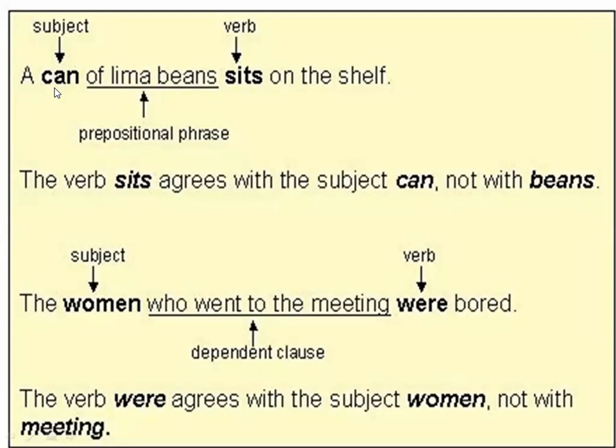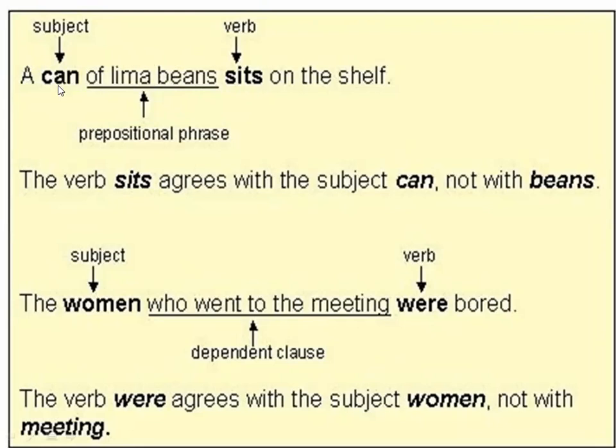We are talking about one, a singular subject, so we have to use v1 s or es according to the spelling. So we have to use the present form of the verb here because we have a singular subject. Similarly, the verb sits agrees with the subject can, not with beans. We don't have to see beans over here. We have to see the subject. This is a phrase which is describing the subject further. It is a prepositional phrase that describes this subject. But what is the subject? We have the subject can. We don't have to look at beans over here, we have to look at the subject.